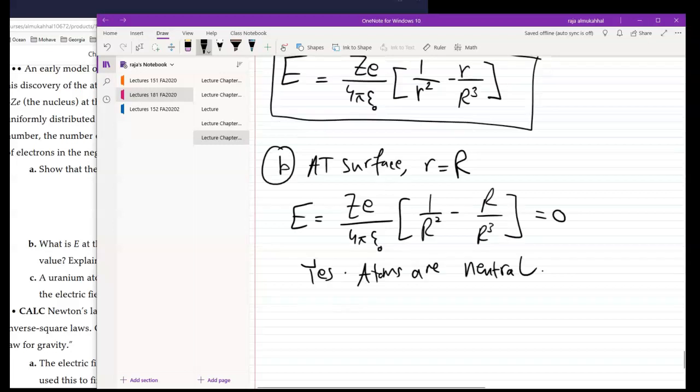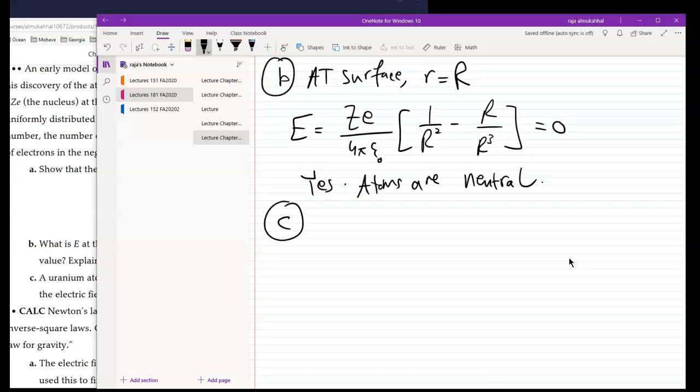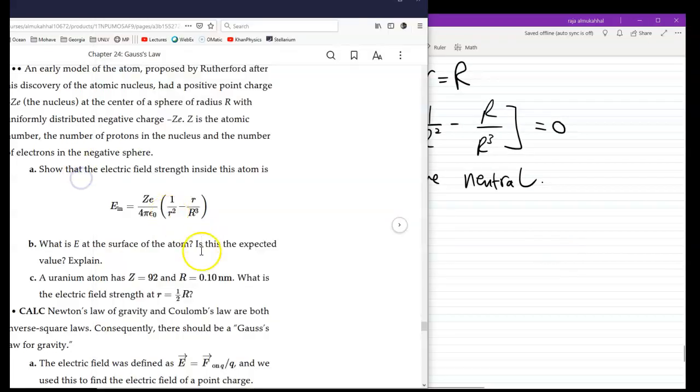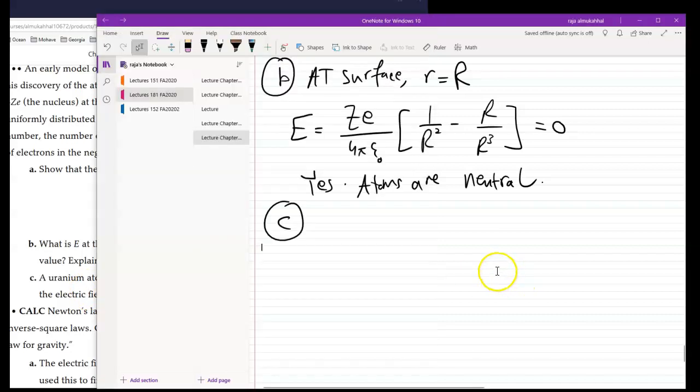And then part C, I'm going to let you do it if you want to. Just the numerical, you just want to plug in some numbers in there. He says a uranium atom of Ze equals 92, the number of protons, and the radius is 0.1 nanometer. What is the electric field at r equals half R? You can just plug it in and get the number. I'm sure you can do that yourself. I'll give you the answer if you want it. I have it in my notes here: 4.6 times 10 to the 13 Newton per Coulomb.